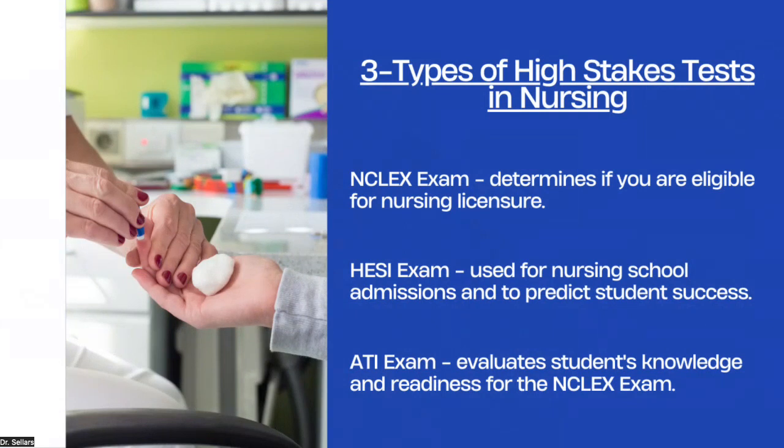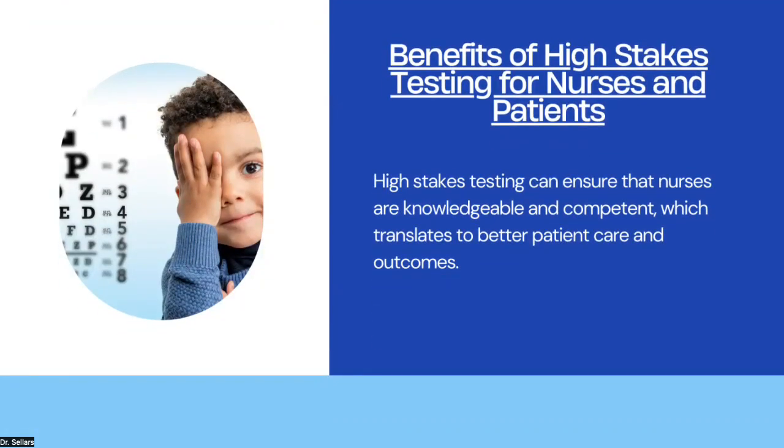There are 3 types of high stakes testing in nursing that we want to highlight. Now, there may be more than this, but these are 3 very common ones. Number 1, we've talked about the NCLEX exam. Number 2 is the Halstead exam. This is used for nursing school admissions and to predict student success. And then 3rd is the ATI exam that allows us in nursing programs to evaluate students' knowledge and readiness for the NCLEX exam. One of the big takeaways is that high stakes testing can be used as an excellent tool to predict and really to better equip our nursing students before they sit for the NCLEX.